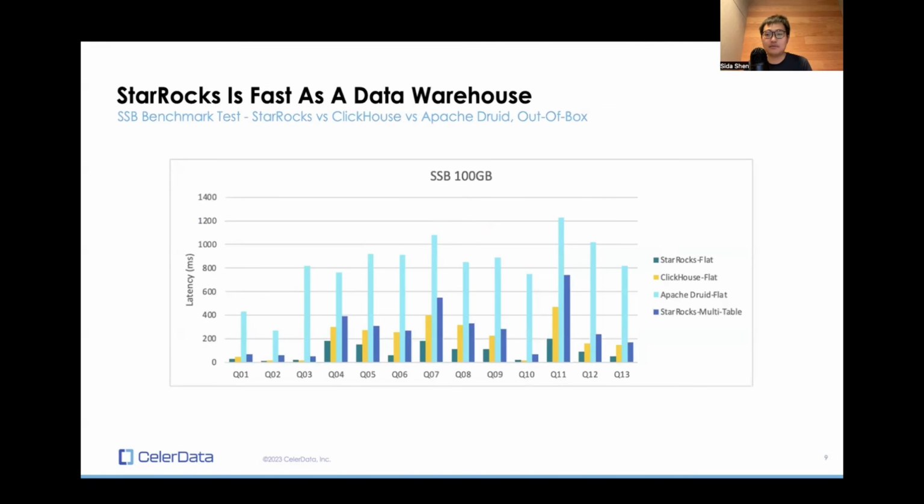Before we actually compare the two performances, let's get a baseline. StarRocks is an incredibly performant data warehouse by itself, right? Here is an SSB benchmark test between a few very highly performant data warehouses.